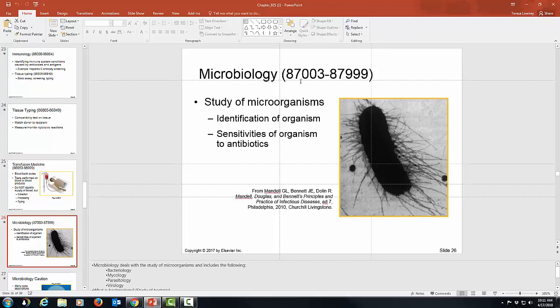Microbiology, the 87,000 series, is the entire subsection. So it's the study of microorganisms, identification of the organism, and the sensitivity of the organism to antibiotics. Culture and sensitivity in your CPT book starts on page 560, and you need to be really familiar with that. We talk about the study of microorganisms in bacteriology, mycology, parasitology, virology. Bacteriology is the study of bacteria. Mycology is the study of fungi. Parasitology, of course, is the parasites, and virology is the study of viruses.